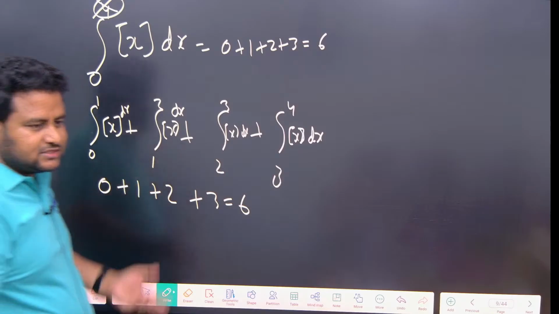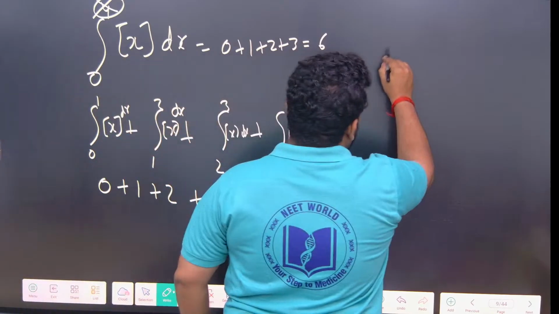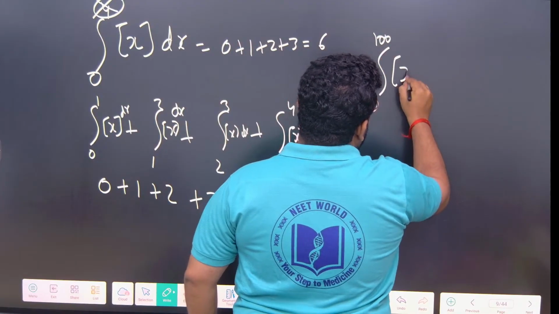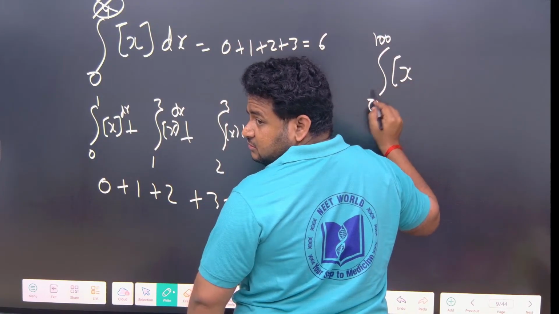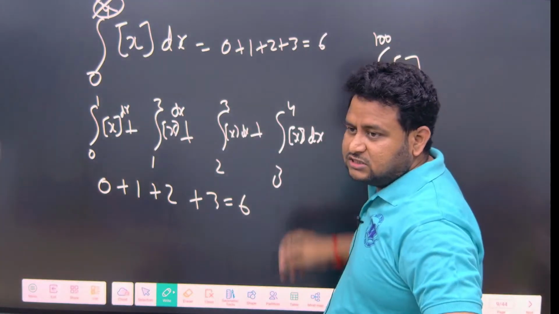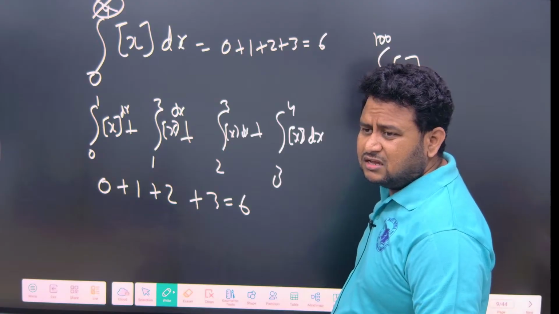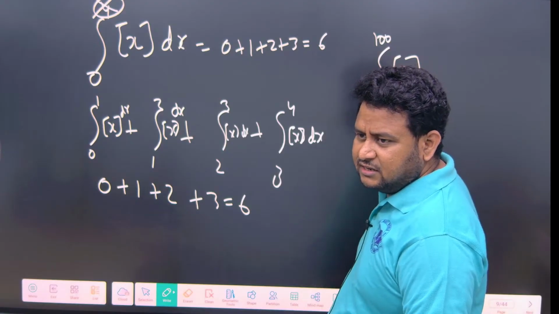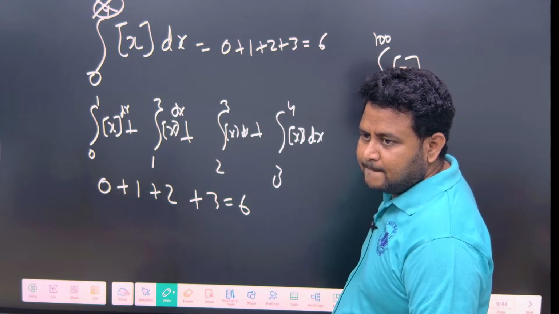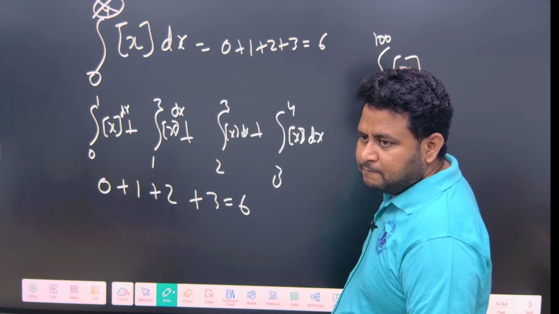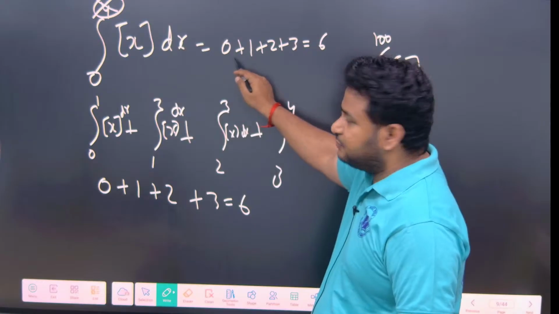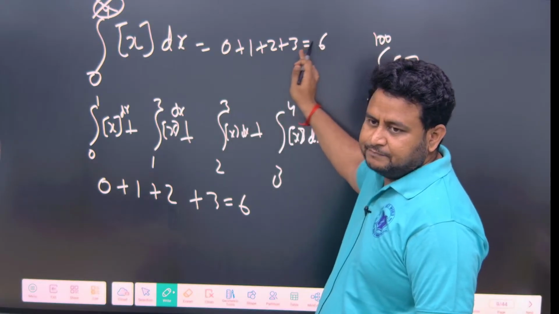Now suppose they give, observe here, they can give like this. Please focus, 0 to 100. What is the answer for this? 99? That's why you have to focus. It is not 99. You have to add from 0.